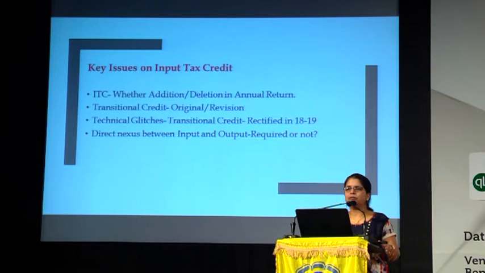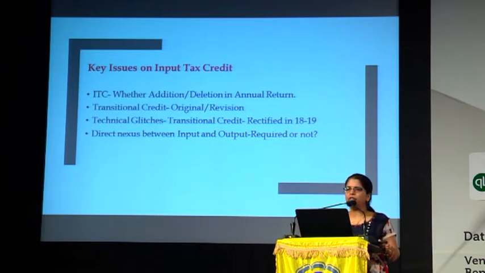Basically, this nexus has to be seen only for the blocked credit. What is this blocked credit? For example, input tax credit paid on your purchase of a motor vehicle. For what purpose is it used? If it is used for transportation of goods, yes, it is eligible. If it is not used for transportation of goods, if it is used for providing the service, then it is ineligible. In those scenarios, we have to have a nexus of your inputs with your output.